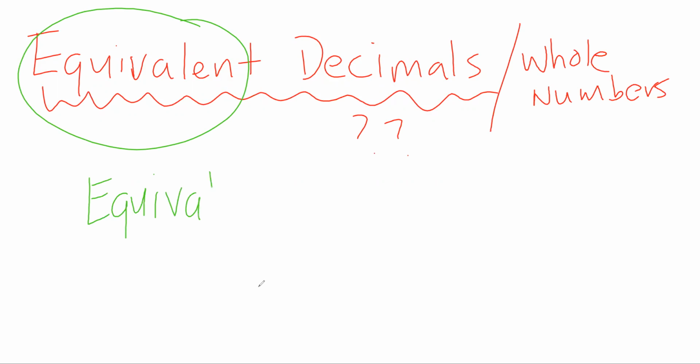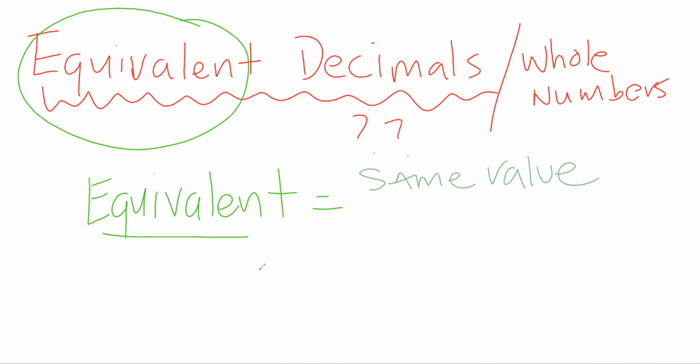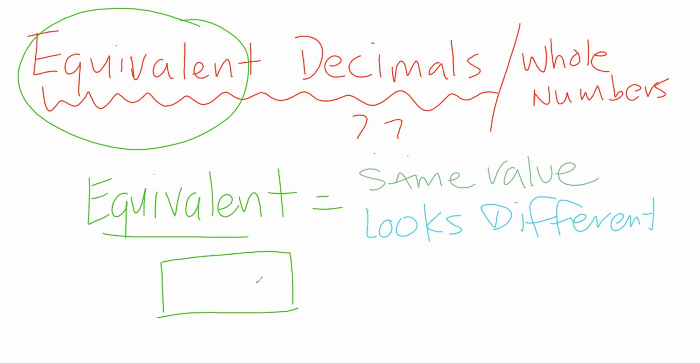It shows up in everything we do with math, and really it has that sound of equal, but it's not equal. What equivalent means is that it has the same value, so it's worth the same, but it looks different. I think that's probably the best way to say it. The most basic example I always like to give is a dollar bill. It's green, it's paper, and it's worth $1. That's its value.